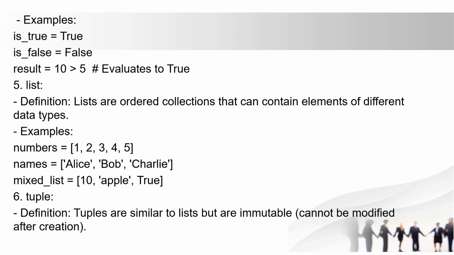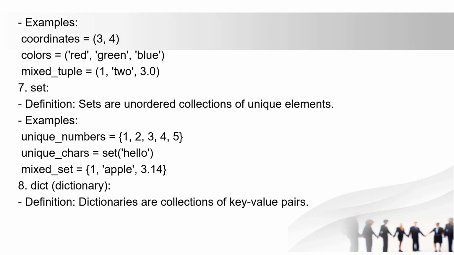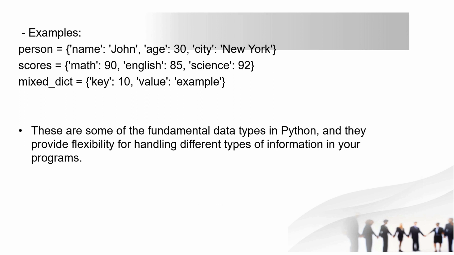Coming to methods, lists have various inbuilt methods for manipulation. Example: append, remove, sort, etc. Tuples have fewer methods compared to lists as they are immutable, and dictionaries have methods for key value manipulation. Example: get, keys, values, etc.